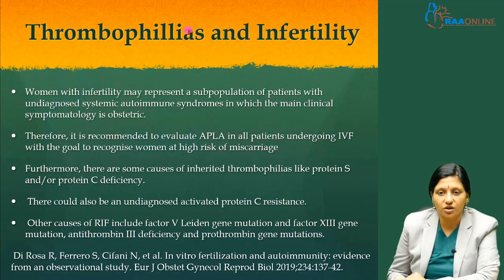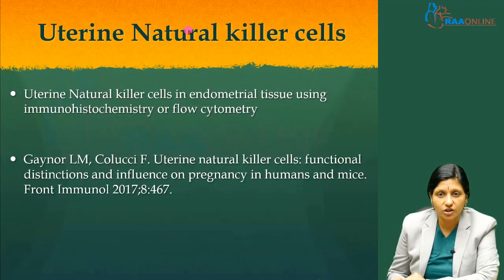Furthermore, there are some causes of inherited thrombophilias like protein C and protein S deficiencies, and there could also be undiagnosed activated protein C resistance. Other causes of recurrent implantation failure include factor V Leiden mutations, factor 13 gene mutations, antithrombin 3 deficiencies, and prothrombin gene mutations. Now, uterine natural killer cells in endometrial tissue also need to be tested using immunohistochemistry or flow cytometry, and the endometrial response needs to be assessed.